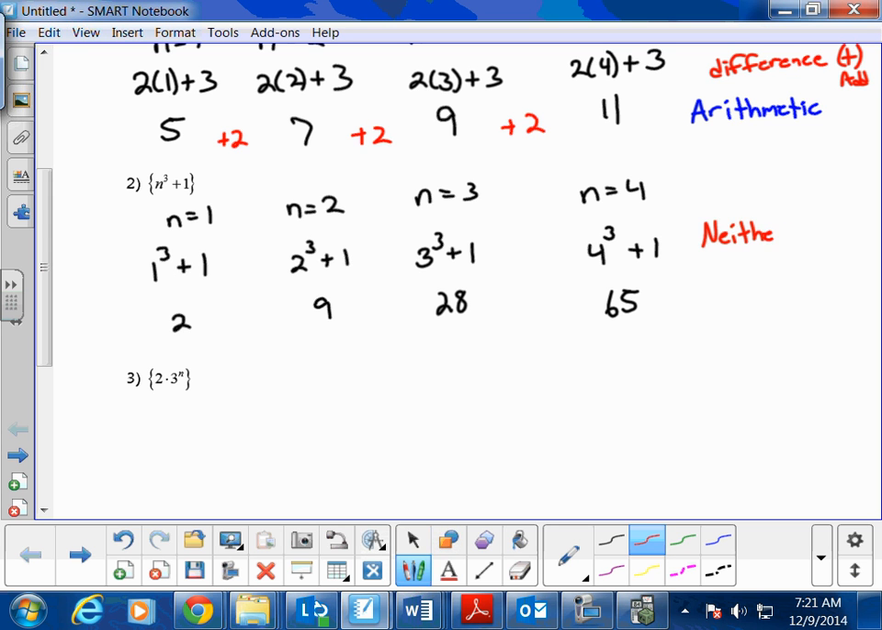Neither, because no constant addition or subtraction exists, and no constant ratio exists. So for those two reasons, it's a no.